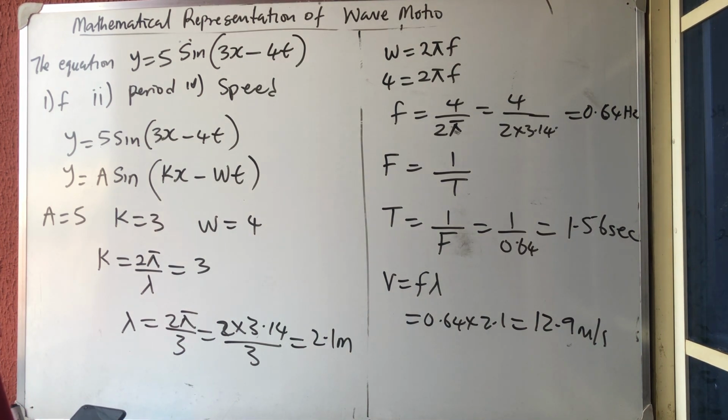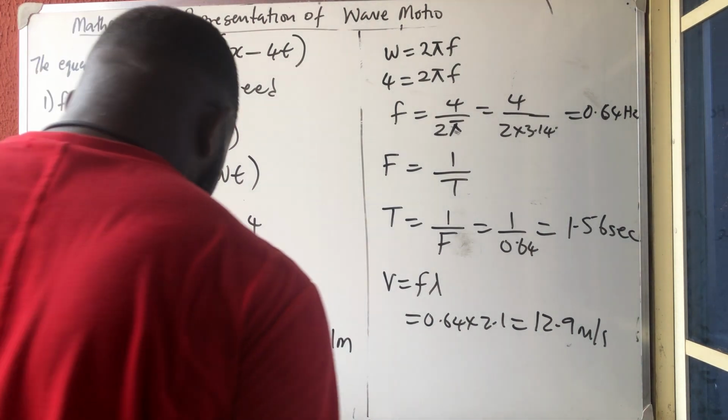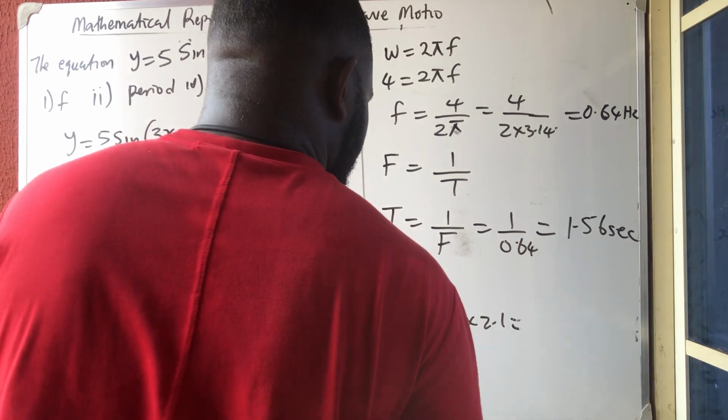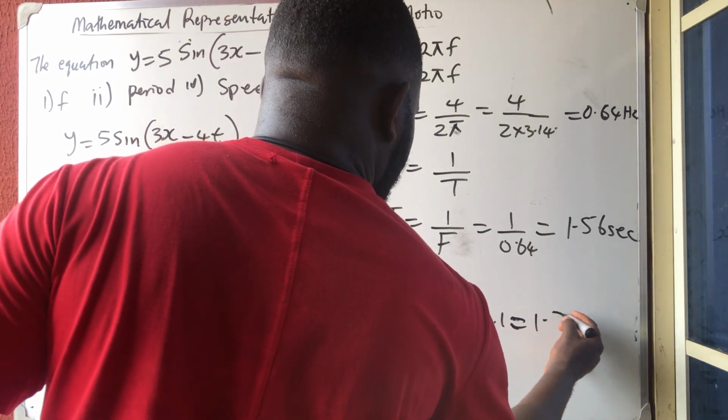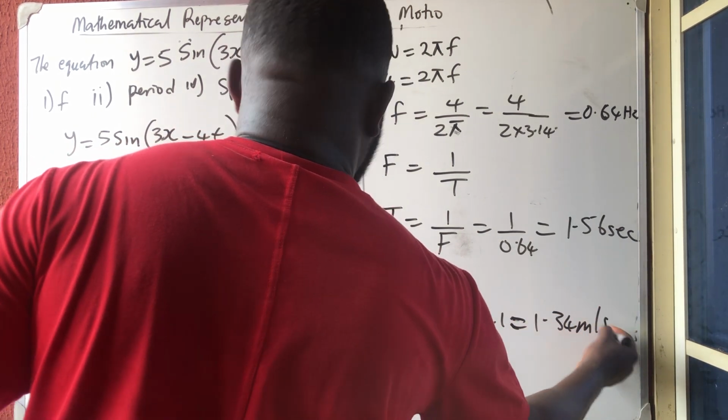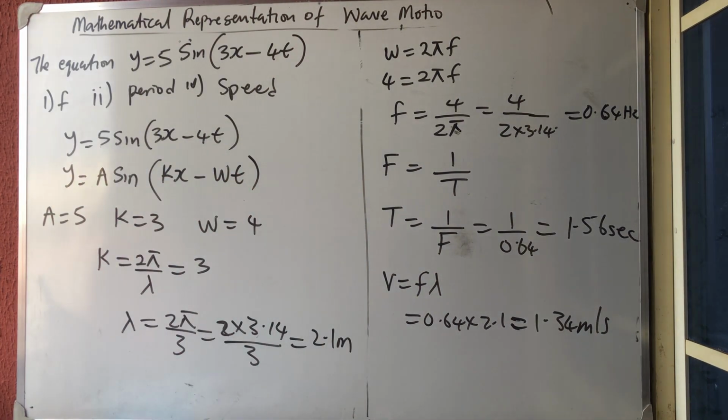Sorry, I said 0.64 times 2.1. Okay, sorry, 1.344. That's 1.34 meters per second. Okay, so that is that.